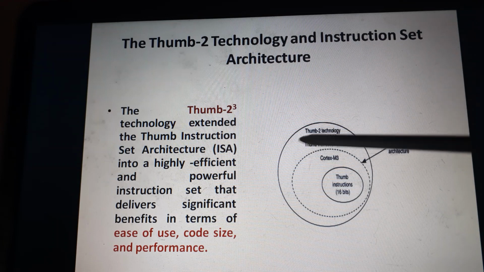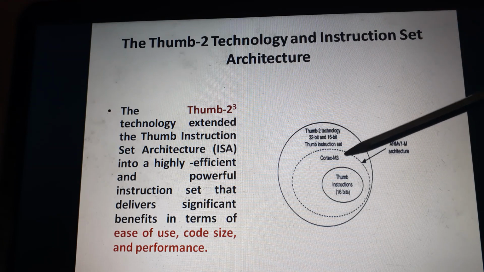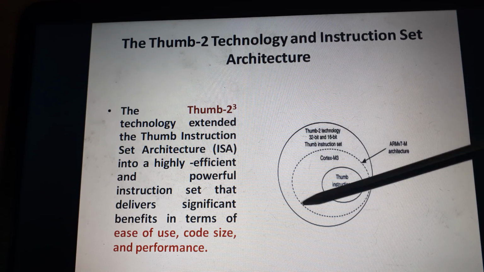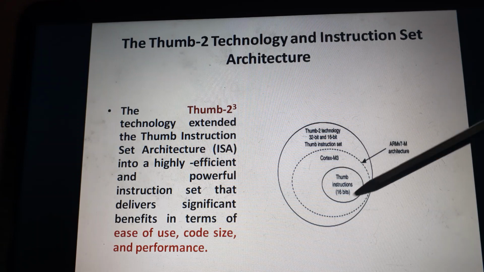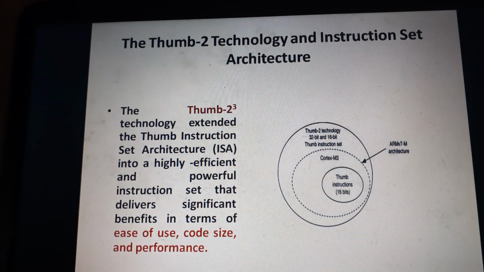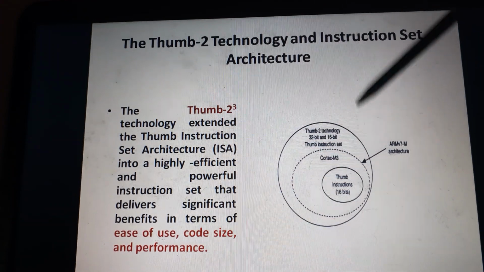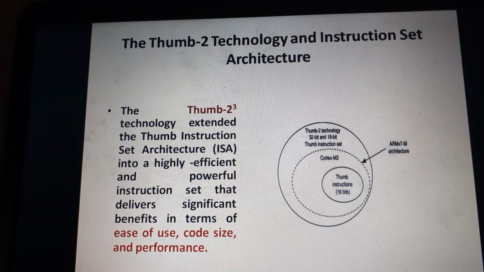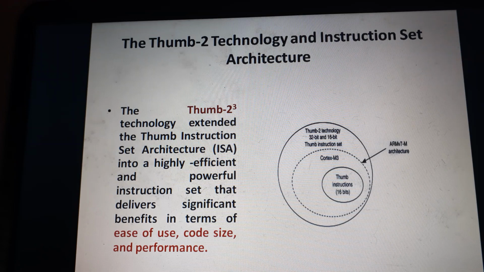So what about our Cortex-M3 processors? Its instruction set consists of a few instructions of Thumb-2 technology. Not all, just a few instructions of Thumb-2 technology. That's the reason it consists of 32-bit Thumb instructions, some decision-making Thumb instructions, as well as classical Thumb instructions, or traditional Thumb instructions.